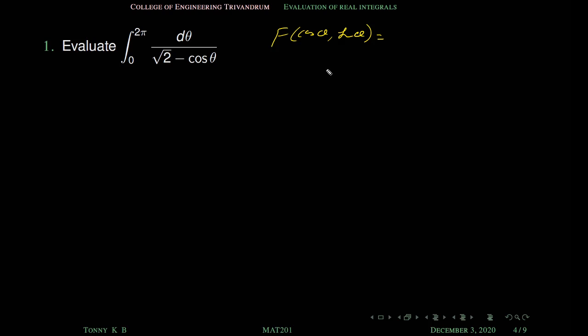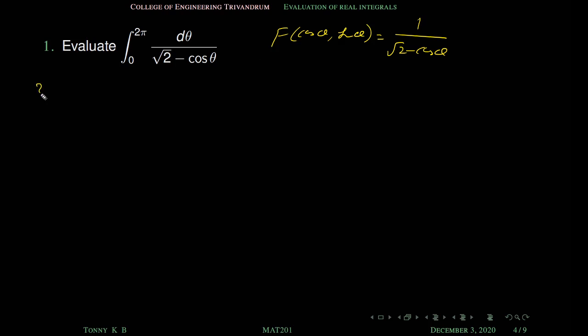Since it is the first problem, I am asking. Comparing to our theory, what is our function? What is f of cos theta, sin theta? Comparing to our standard form, here f of cos theta, sin theta is 1 by root of 2 minus cos theta. So our aim is to convert this function in terms of z.